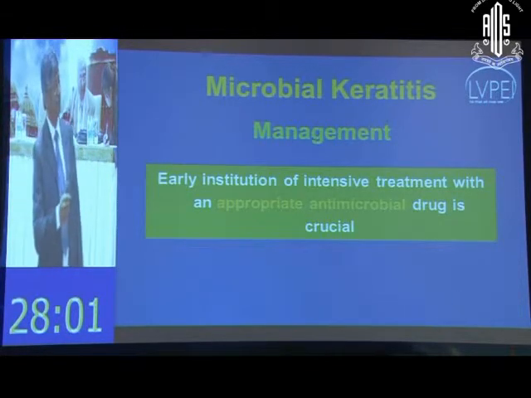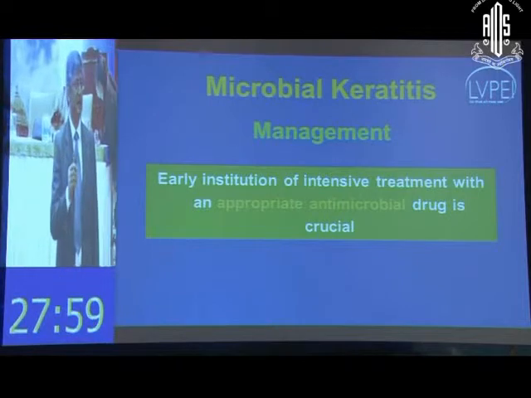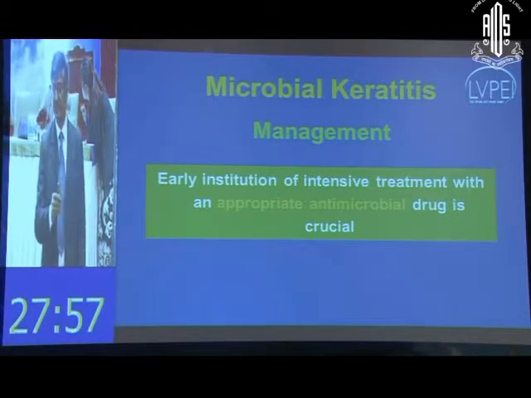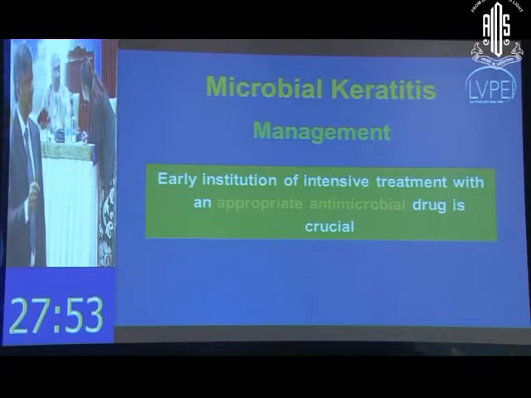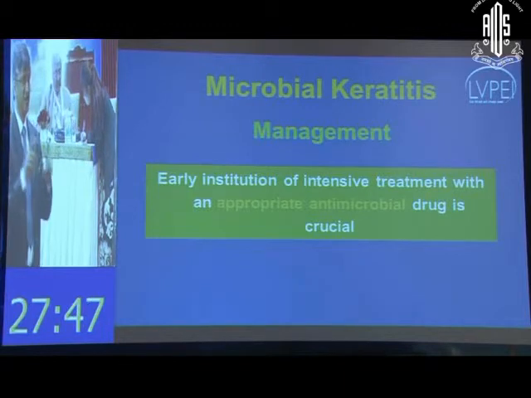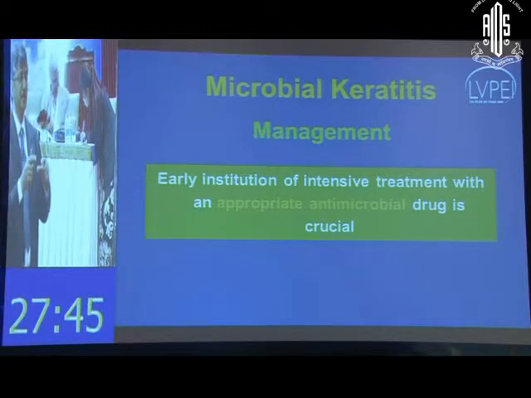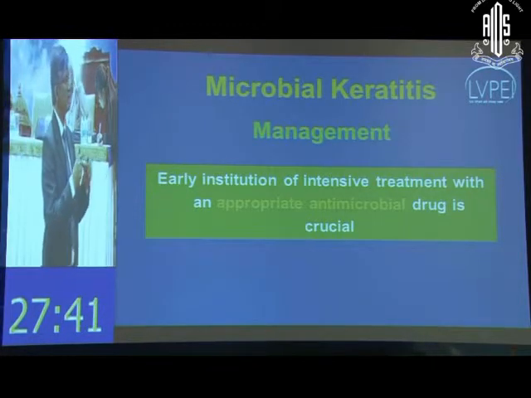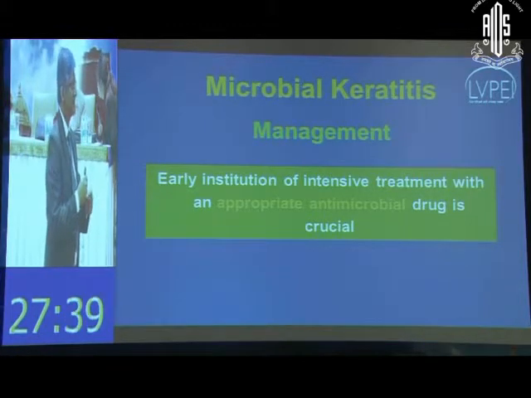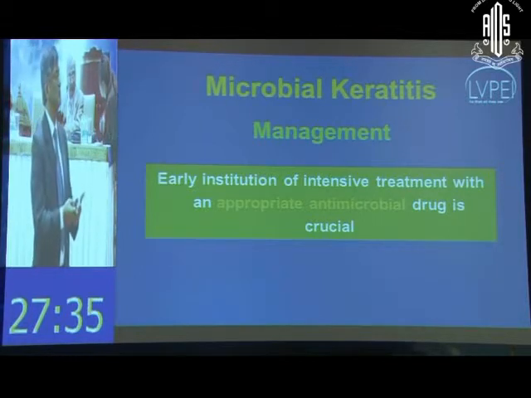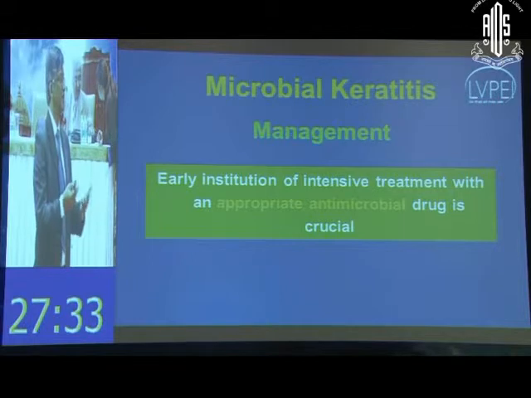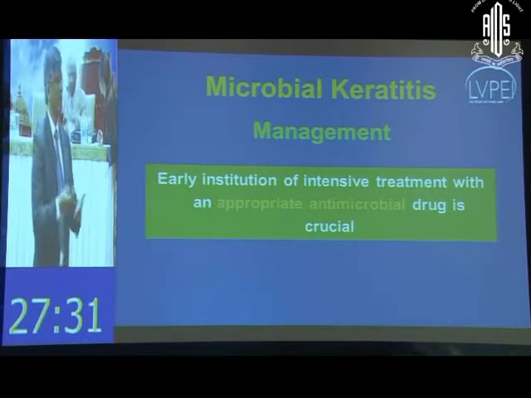One of the basic premises in the management of corneal ulcer is that you have to institute intensive therapy with appropriate antimicrobial agents. Now here the appropriate antimicrobial is the crux. The question is, how do you determine what is the appropriate therapy? The appropriate therapy can only be known if you know what is causing the corneal infection. Can you do it clinically?